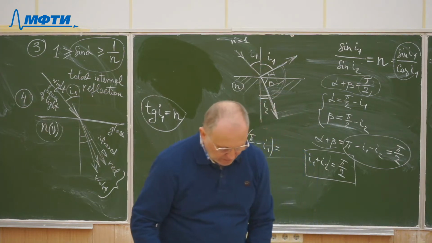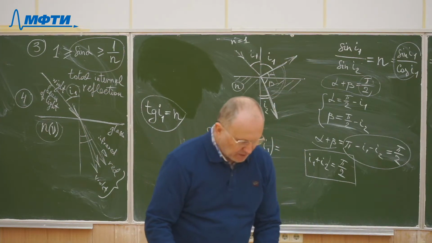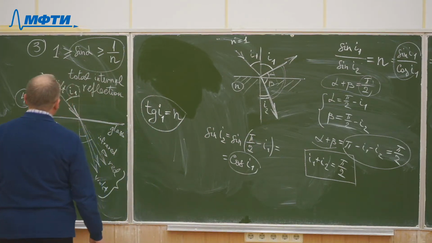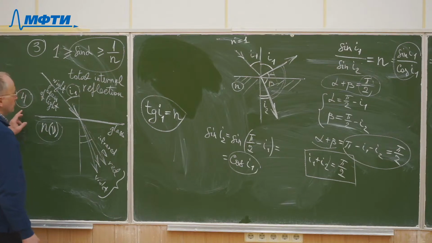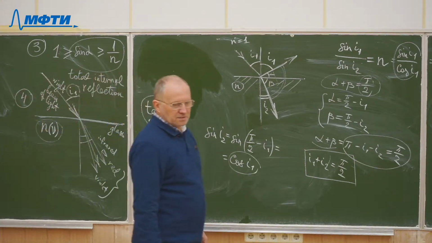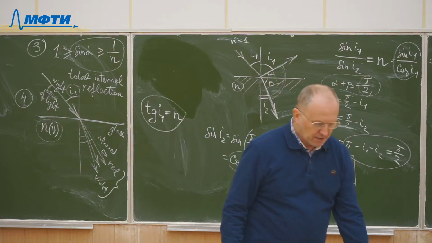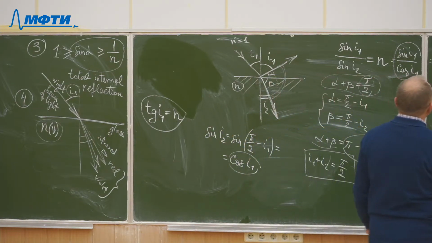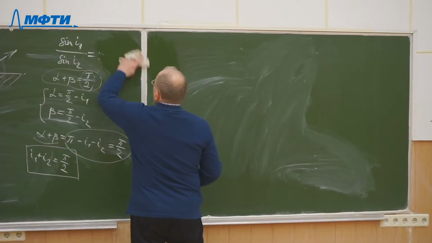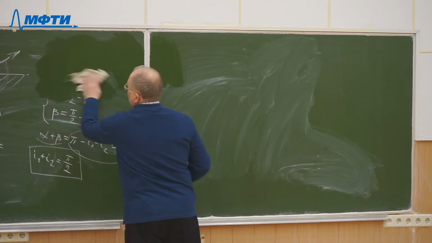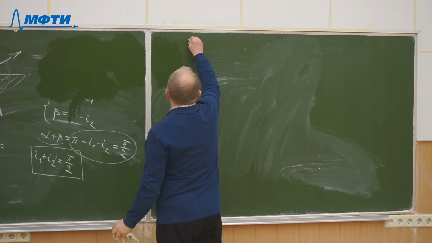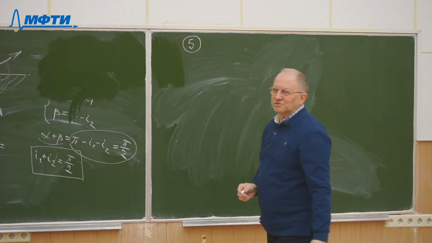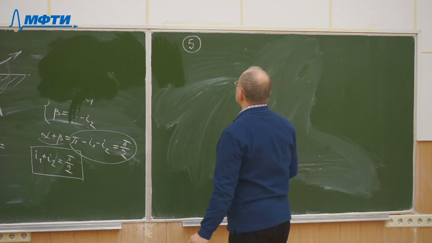Well, after solving this problem, I would go further with the properties of light. And now, after considering dispersion, I would like to consider such a simple optical device as a lens. So we have fact or property number 5. Interaction of light with lens.